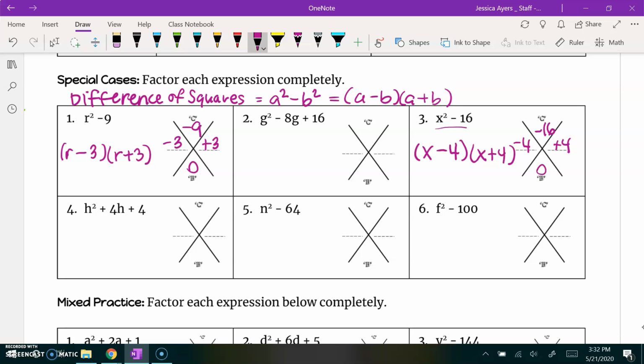And it's just the square root of the first one and the square root of the second one, and then you interchange them. So you can choose to remember this pattern and this rule, or you can just factor it the way that I factored it, and it'll always work out.